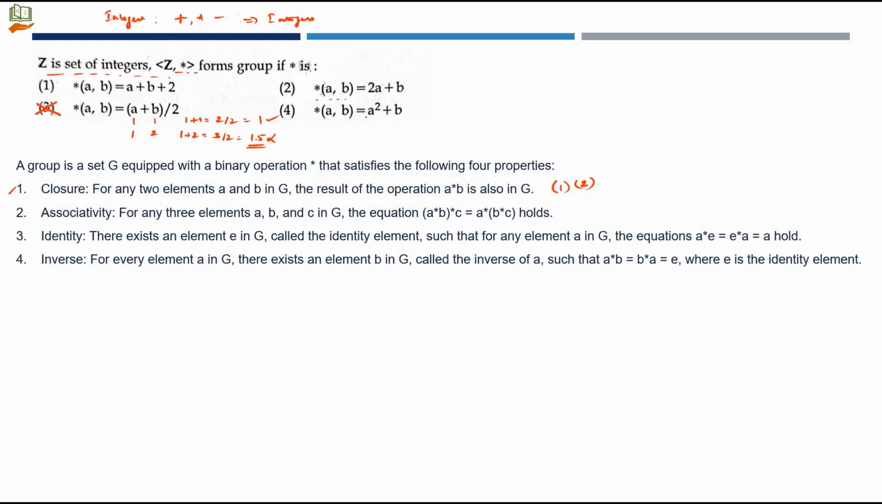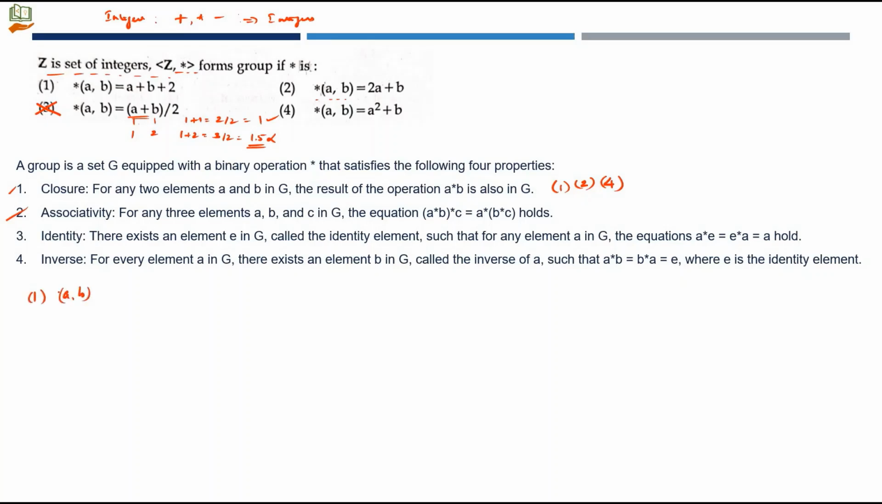Let's check option 4, A square plus B. When you square any integer, you will get an integer only, and adding an integer to the square of a number will also result in an integer. So 1, 2 and 4 are holding the closure property. Now we have to check for the associativity property. Let's take the first option.